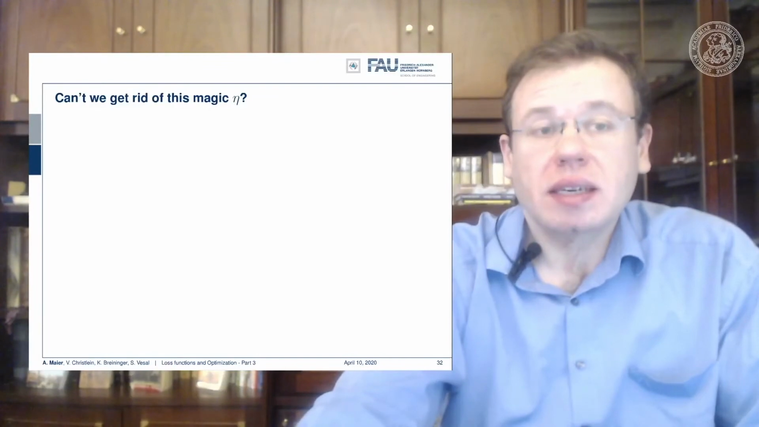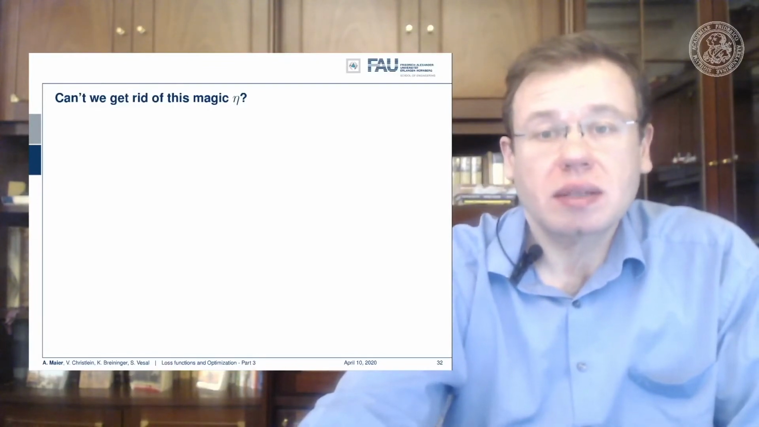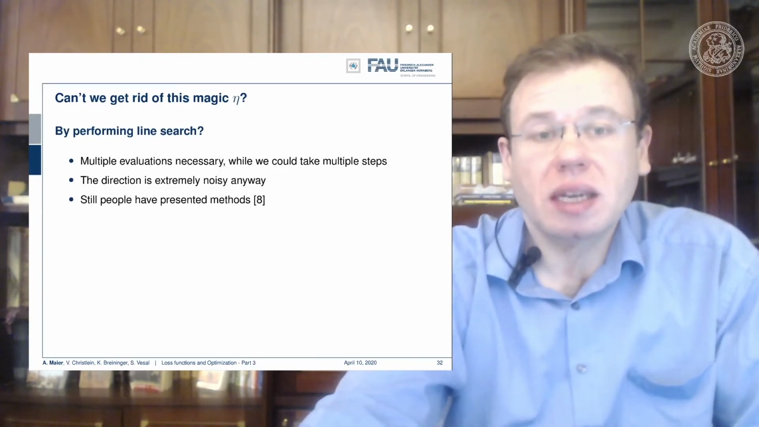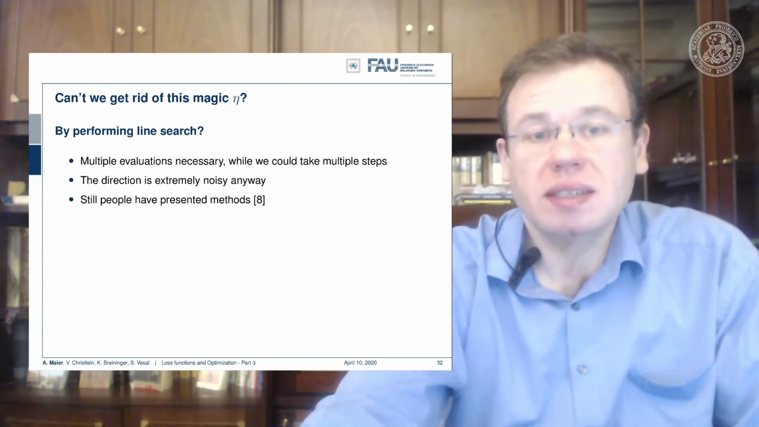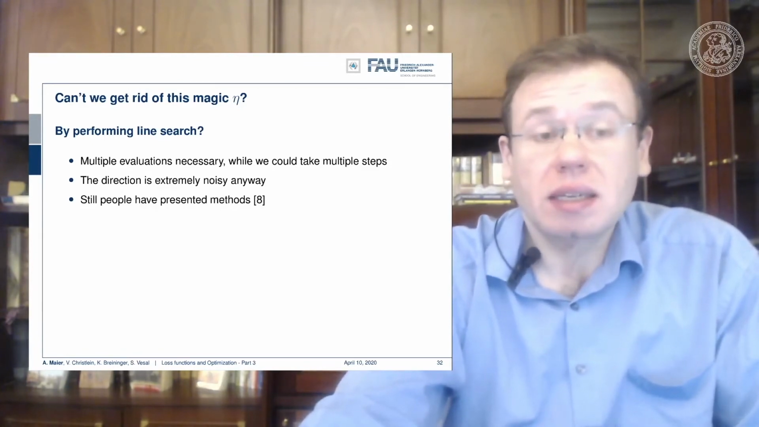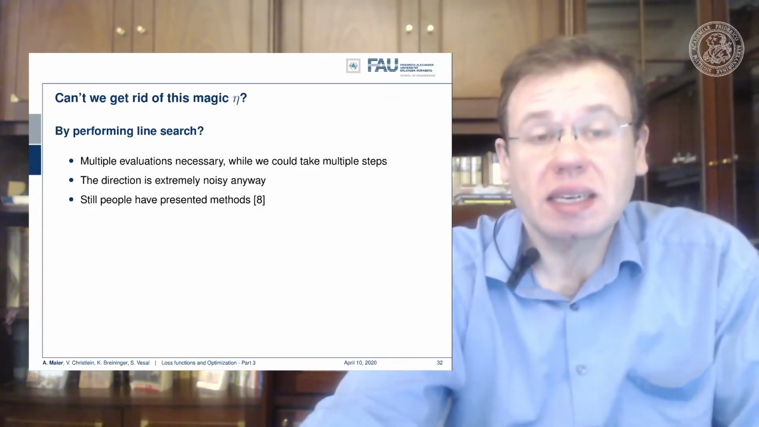Now you may ask, can't we get rid of this magic eta too? Quite a few people suggest doing line search. Line search, of course, needs you to estimate the optimal eta in every step, so you need multiple evaluations to find the correct eta in every step. And the direction that we have is extremely noisy anyway. Still, people have presented methods, but this is not the state of the art right now.